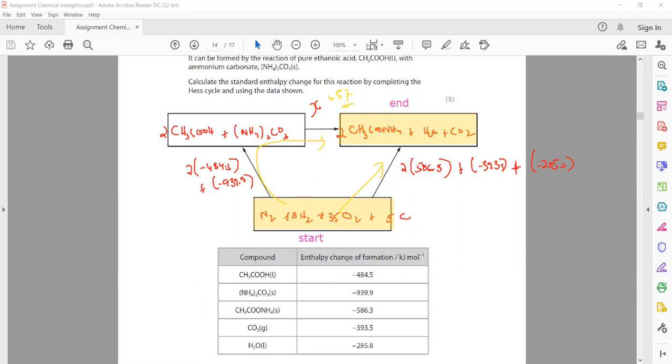I will write the equation here, because if we follow route 1, it will be 2 into minus 484.5 plus, in a bracket, minus 939.9 plus x is equal to 2 into 586.3 plus minus 393 plus minus 285.8. So we move this x to the other side, and the final answer will be 57 kilojoule per mole.